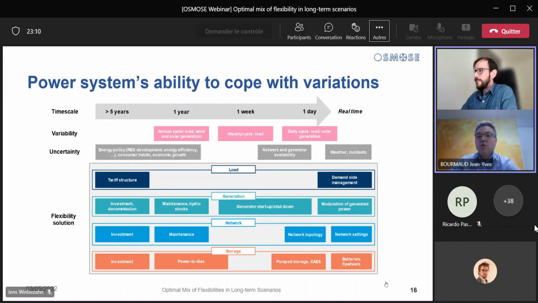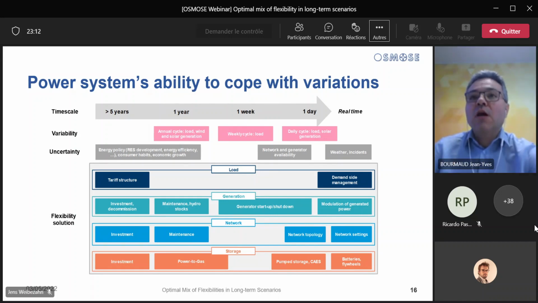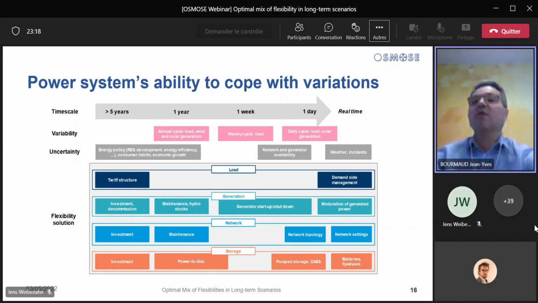So I'm Jean-Yves Bourmaud from RTE, the French TSO. I'm working for the R&D division of RTE, and I would like to present some results on the second approach mentioned by Jens to set up an optimal mix of flexibility. As a reminder, the question was how to catch flexibility value by coupling existing tools.